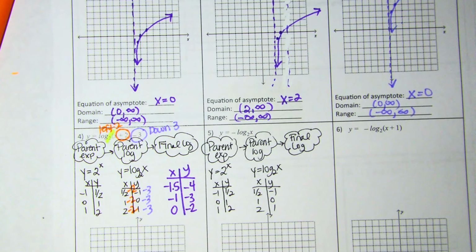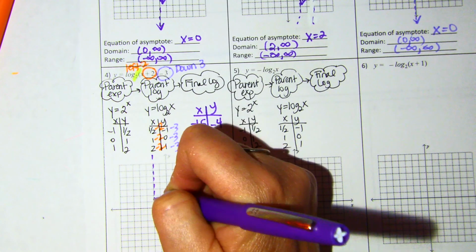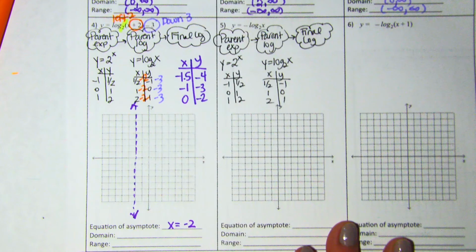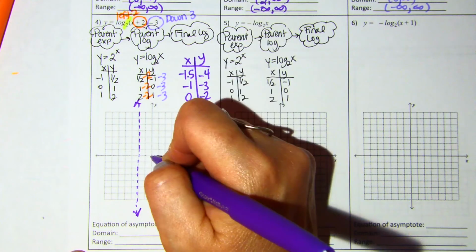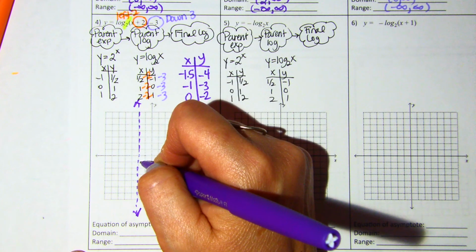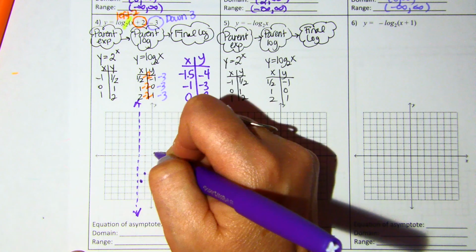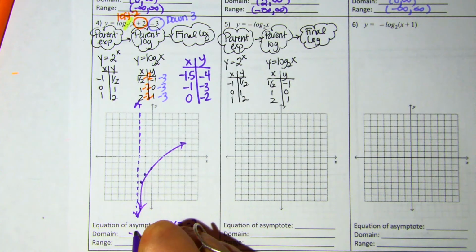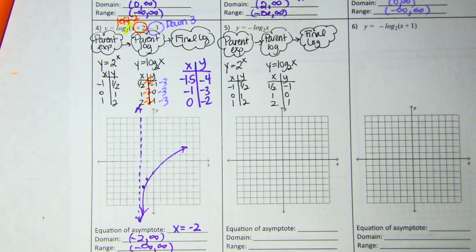Now this moves to the left 2. Because it moves to the left 2, the asymptote also moves to the left. So x equals -2. You always want to draw the asymptote first. Okay? And then we do our points. So -1.5, -4, -1, -3, and 0, -2. Right? The domain is -2 to infinity, and the range is -infinity to infinity.